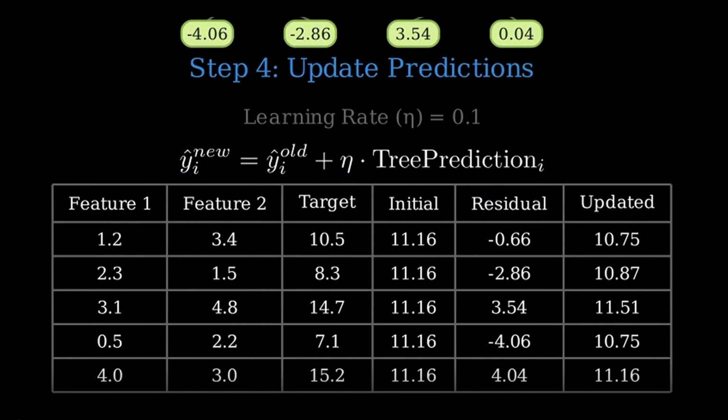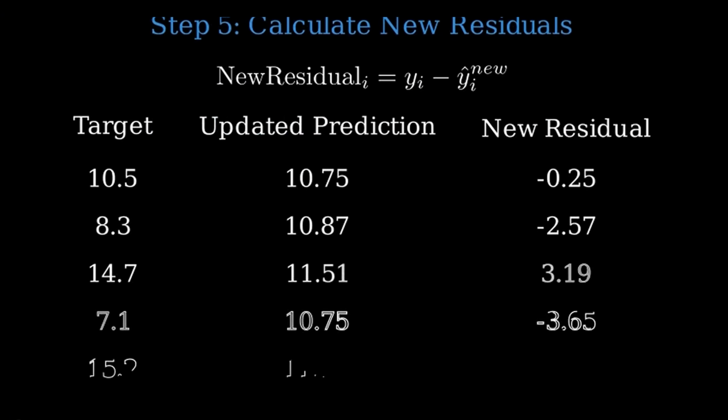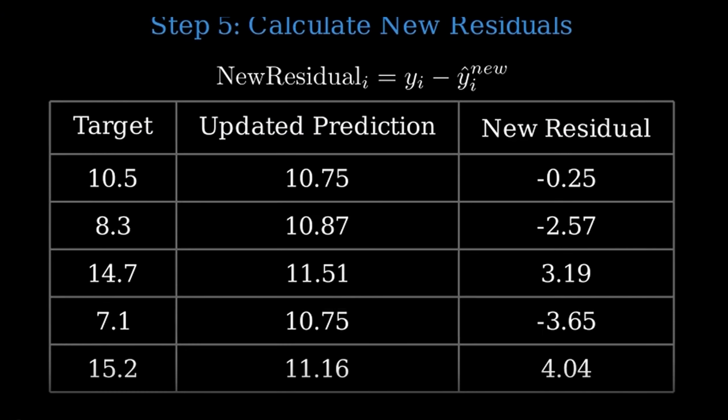Step 5. Calculate new residuals based on our updated predictions. The new residuals are the difference between the actual target values and our updated predictions. These new residuals will typically be smaller than the original ones, as our model has started to learn the patterns in the data.